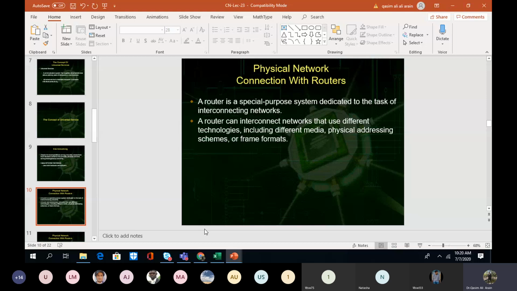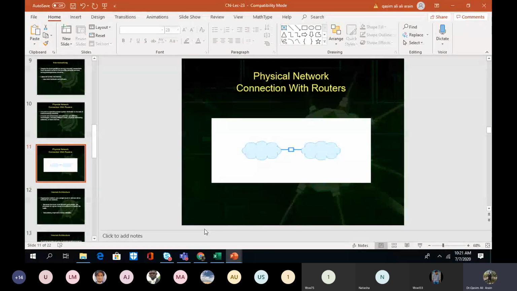So including different media, physical addressing schemes or frame formats, and you know that there are different frame formats for different sort of networking technologies, and when they want to communicate with each other they have to use a central device, that is what you can call a router, right? So hopefully that is clear to you guys. Now this is the diagram, physical network connection with a router.